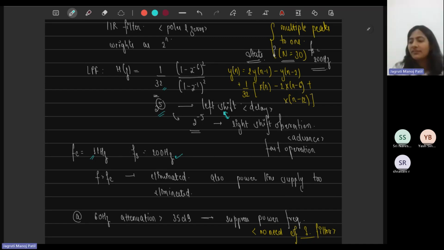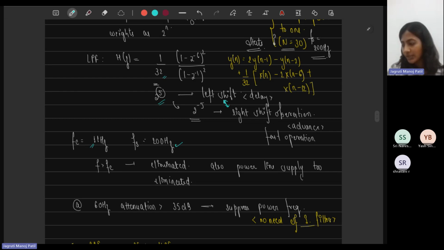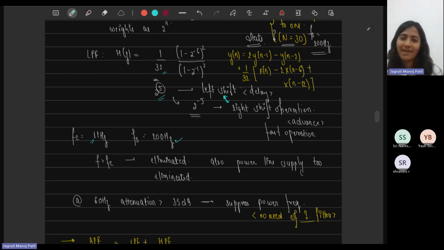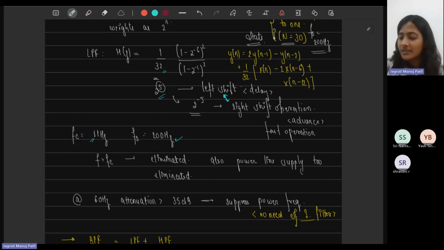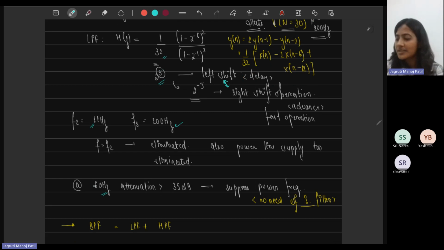Now, if the frequency you're going through varies, then the noise, like the supply noise, something that's high frequency, would be eliminated, and hence we are good to go without that frequency. Again, these people saw that at 60 hertz the attenuation was greater than 35 dB. Here, I would like to know if you all know what attenuation is, because that will help you understand how we are able to suppress this power frequency.